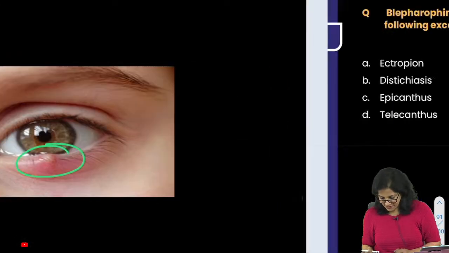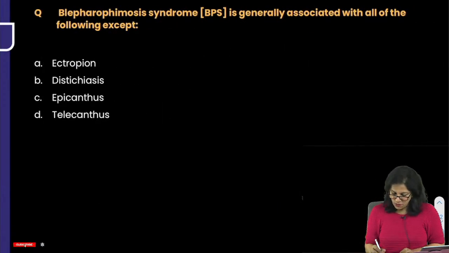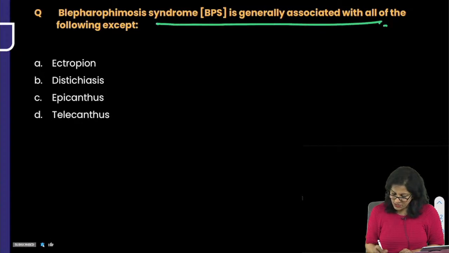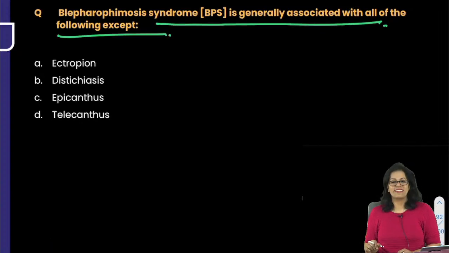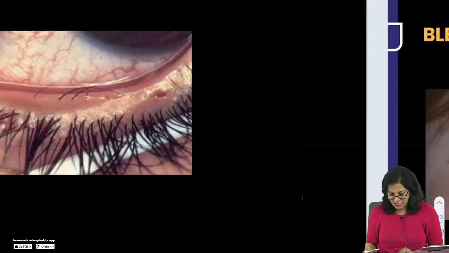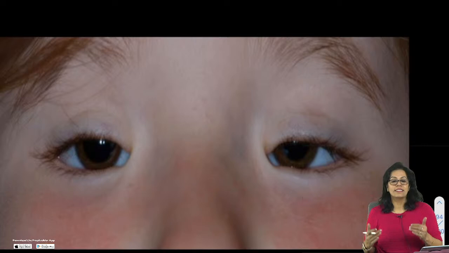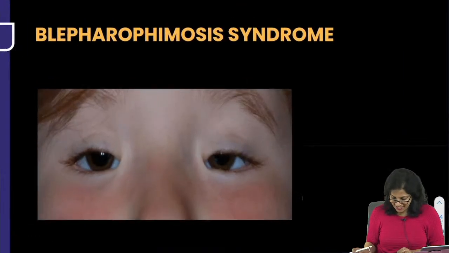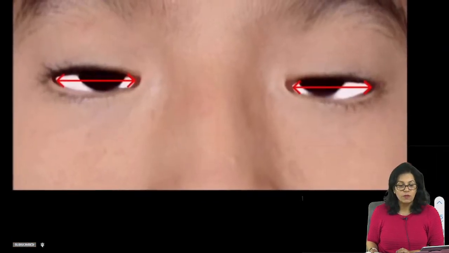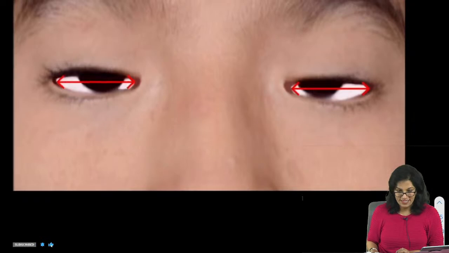Okay? Yeah. Okay, so blepharophimosis syndrome is generally associated with all of the following except. Do we remember blepharophimosis syndrome? So what is blepharophimosis syndrome? It's a congenital ptosis with many other features. So what are the features? As you can see, this length is small. The horizontal distance of the lid is small, which is what is called blepharophimosis, number 1. You can write it if you want.